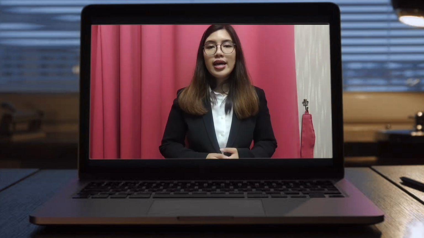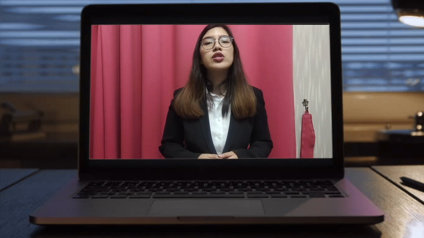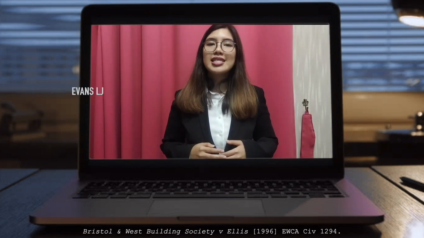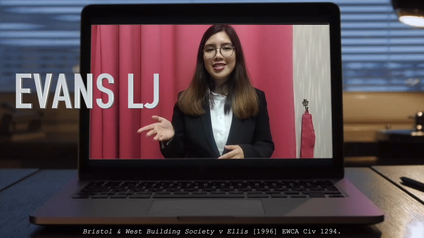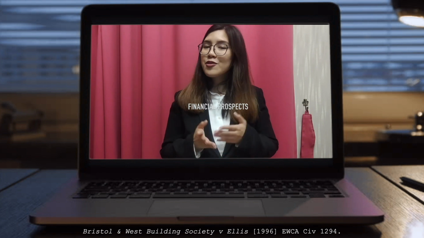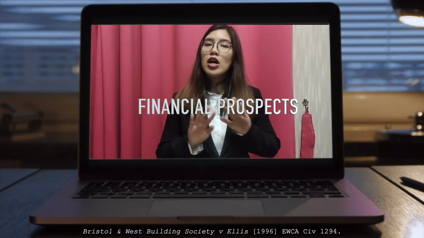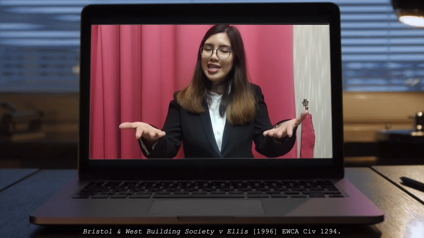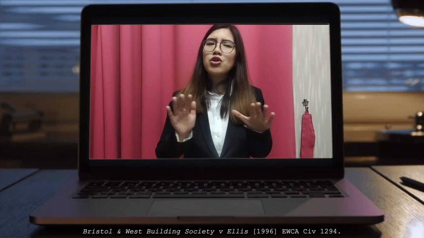In attempts to strike a balance between the commercial interests of the mortgagee and the need for the mortgagor to maintain his home, Lord Justice Evans suggested some relevant considerations the courts should take into account, such as the mortgagor's financial prospects. If there are no prospects of the mortgagor making a reasonable attempt to repay the accumulated arrears, the court will have no discretion to make the order for relief.